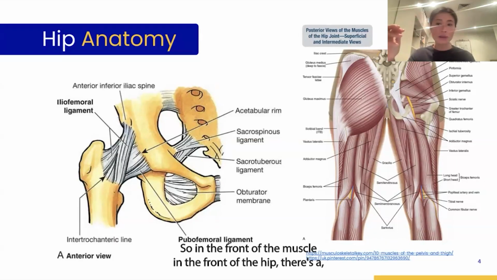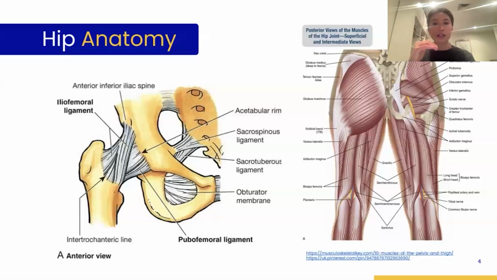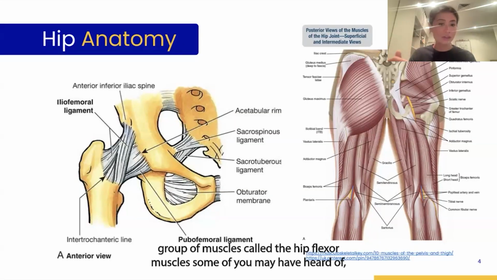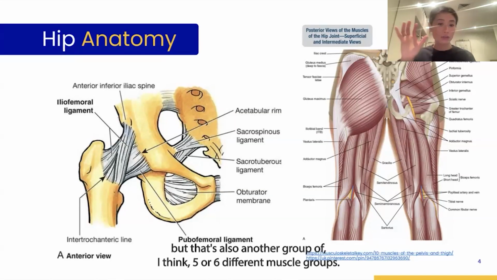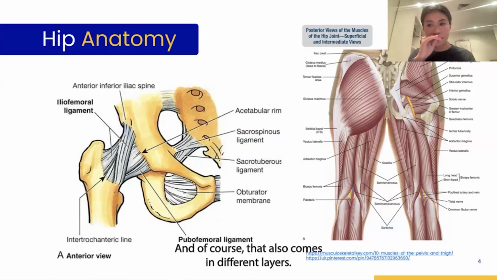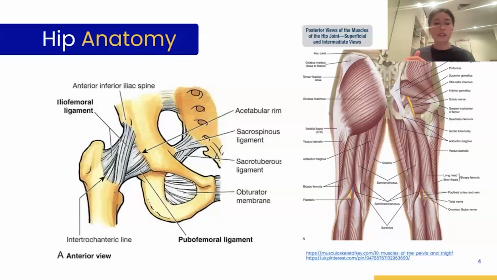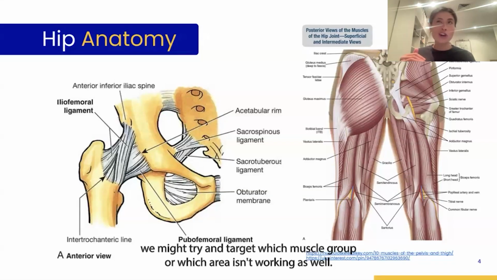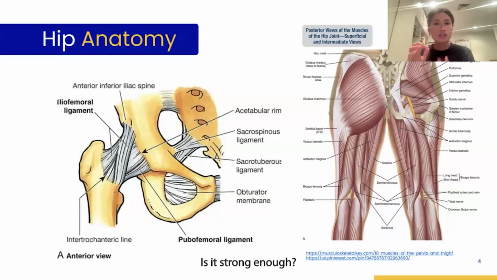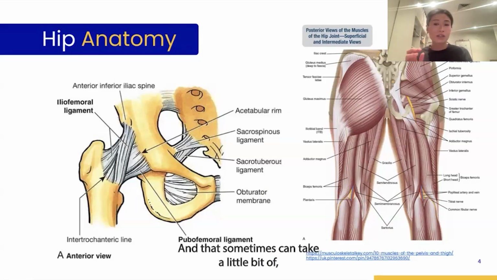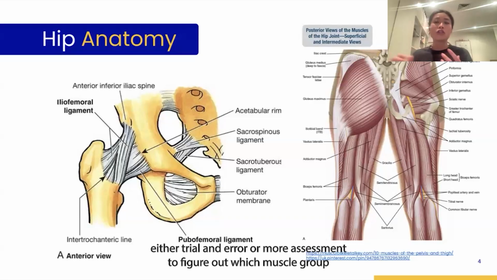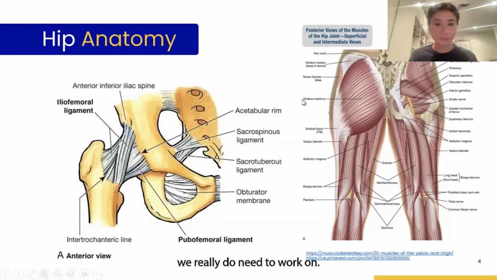In the front of the hip, there's a group of muscles called the hip flexor muscles. Some of you may have heard of them, but that's also another group of, I think, 5 or 6 different muscle groups. And of course, that also comes in different layers. So when we're thinking about exercise and rehab, when Rob and I are trying to design programs, we might try and target which muscle group or which area isn't working as well, isn't strong enough. That sometimes can take a little bit of either trial and error or more assessment to figure out which muscle group we really do need to work on.